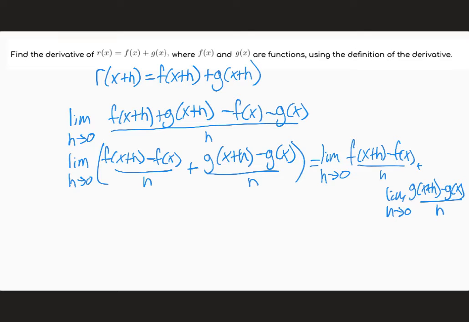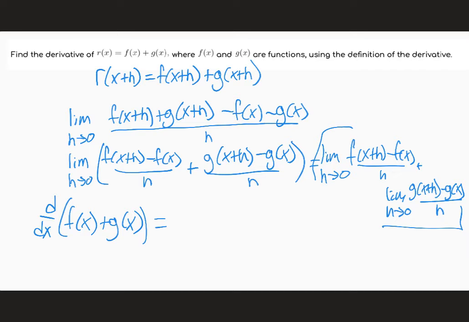What I'd like you to notice is that those are the definition of derivative for f of x and g of x respectively. What we can say is that the derivative of what we did at the beginning, which was f of x plus g of x, is equal to what we have over here, f prime of x plus g prime of x.